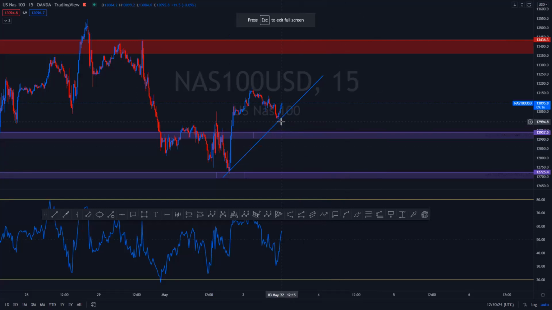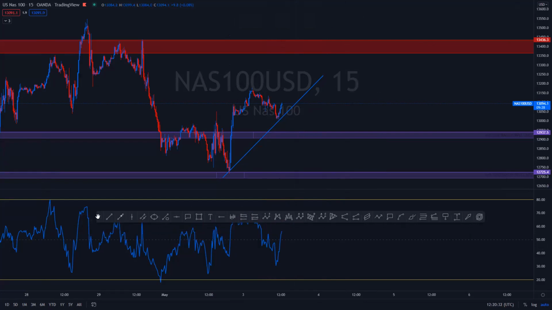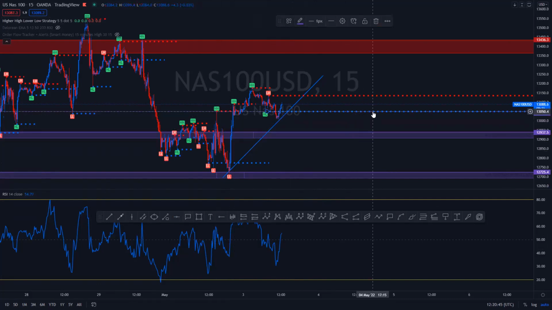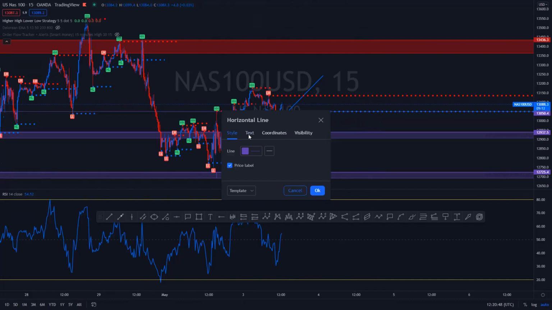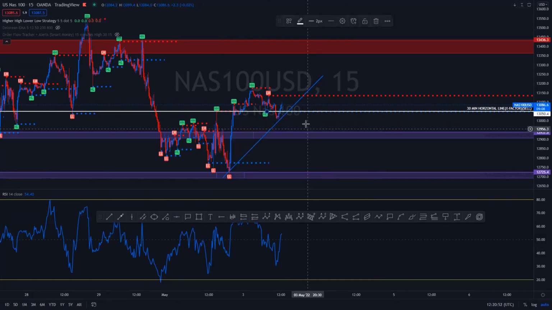Now, I identified the trend. So now the very next thing that I'm going to do is turn on my higher high and lower low strategy. And what I'm going to do is go ahead and set my buy and low X factor lines. These are the lines that I set to wait for a proper breakout.